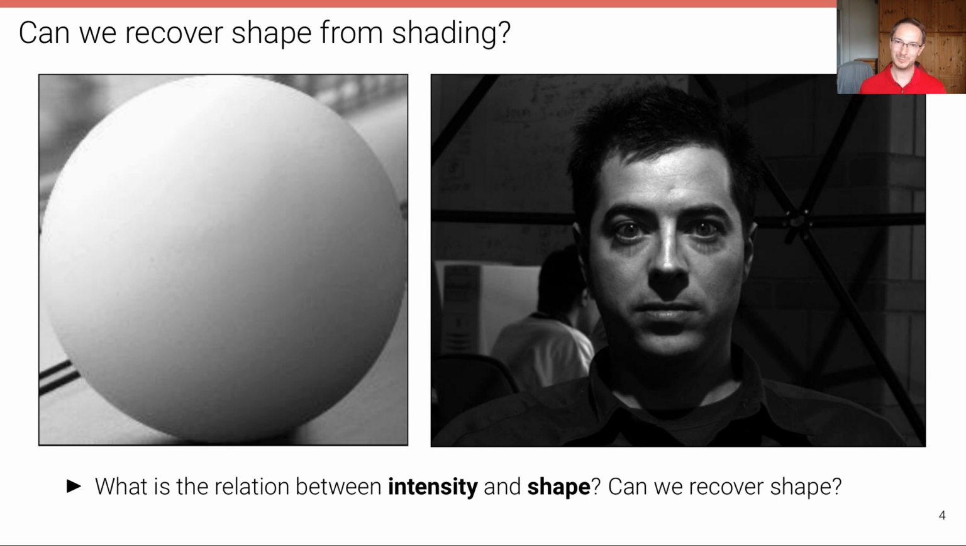Intuitively, it should be possible, right? If we humans look at an image like this, well, we recognize the object, but even if we don't know the object, this is a pretty generic object here on the left, by just observing the shading cues, we have an idea about where the light is probably located and what the shape of that object is.